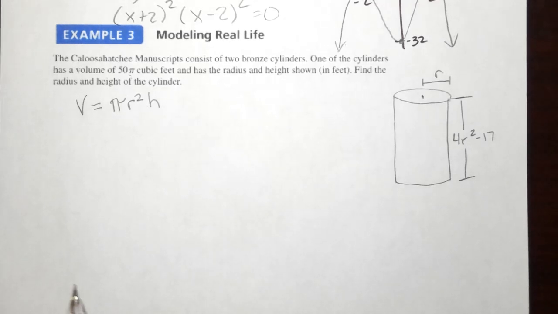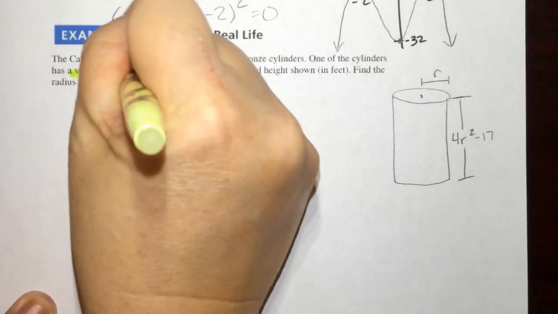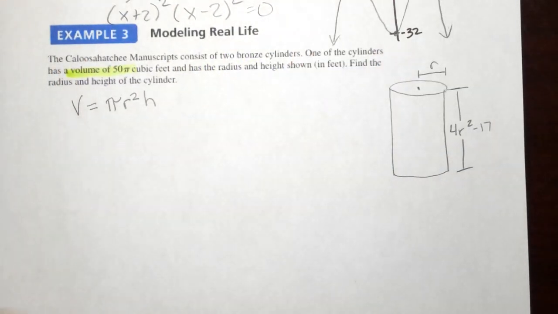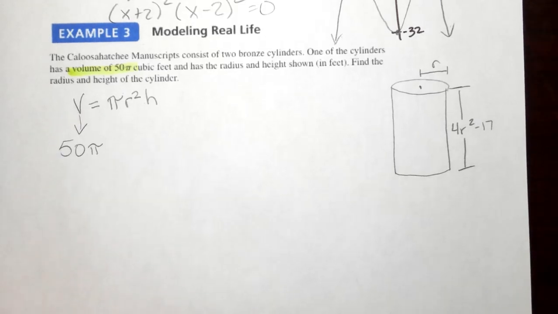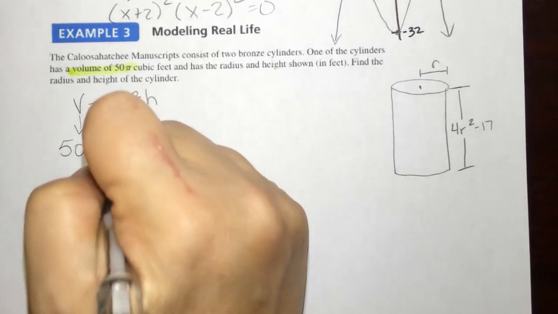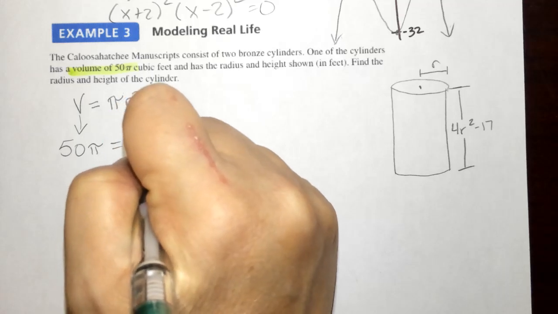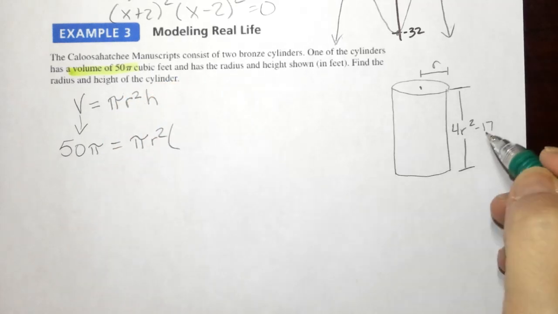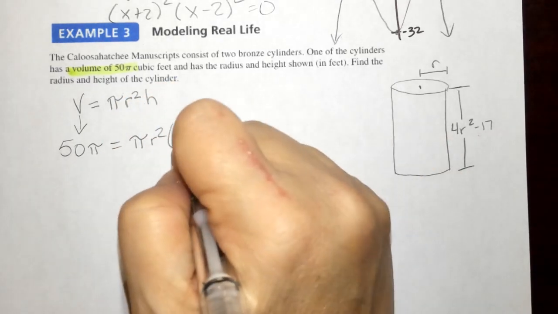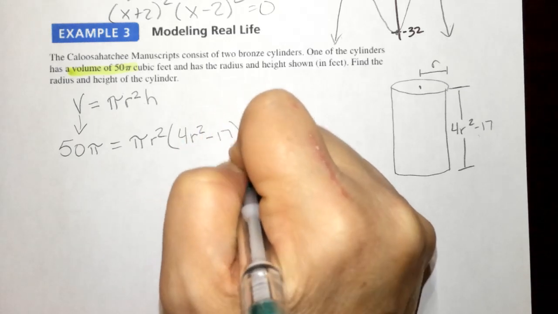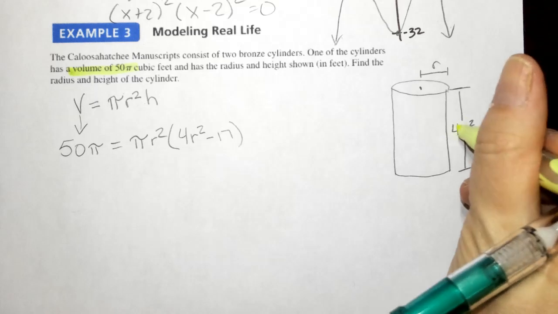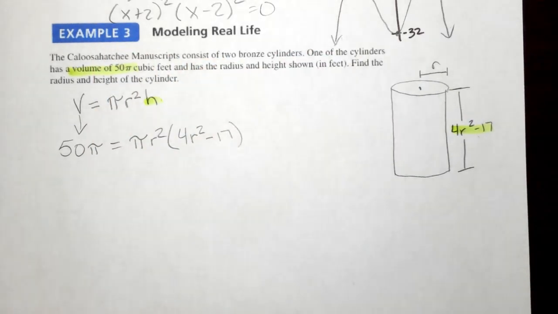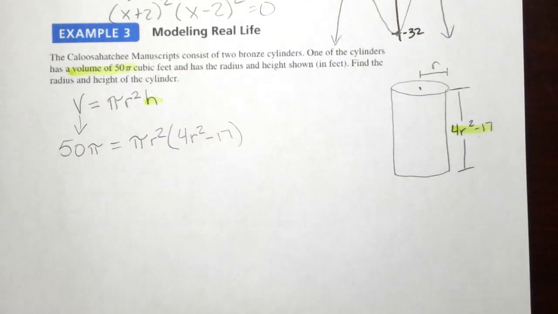All right, so what do we know? They tell us that the volume is 50 pi cubic feet. So we're going to replace our volume with 50 pi. All right, what else do we know? We have pi r squared. We know our height is right here: 4r squared minus 17. Okay? All right, so let's get to work.